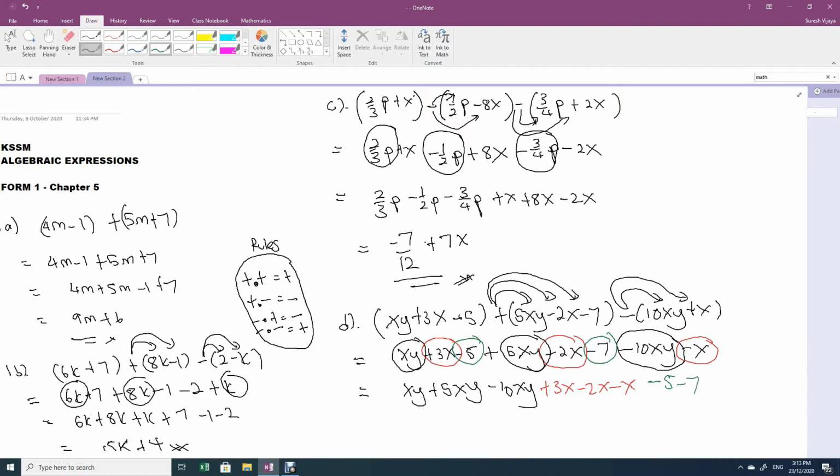I just use a different color to differentiate and to allow you to understand this better. In your exam, it is better to use one color only.